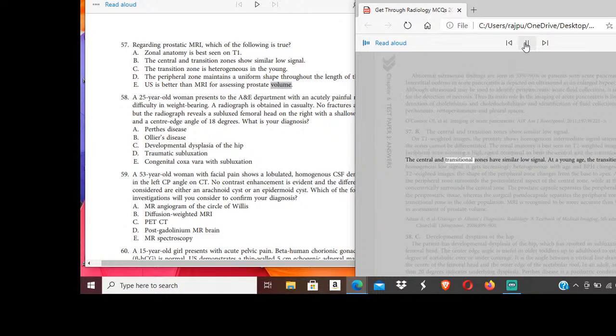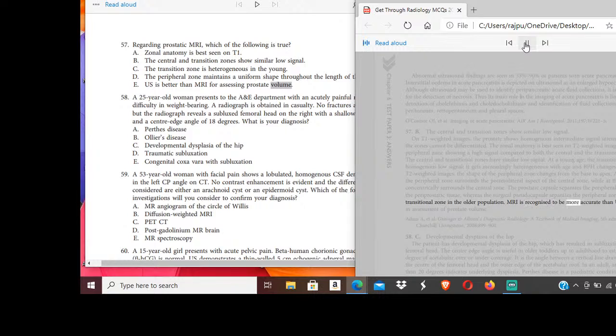The central and transitional zones have similar low signal. At a young age, the transitional zone is homogeneous low signal. It gets increasingly heterogeneous with age and BPH changes. On T2 weighted images, the shape of the peripheral zone changes from the base to apex. At the base, the peripheral zone surrounds the posterolateral aspect of the central zone, while at the apex it concentrically surrounds the central zone. The prostatic capsule separates the peripheral zone from the periprostatic tissue, whereas the surgical pseudocapsule separates the peripheral zone from the transitional zone in the older population.